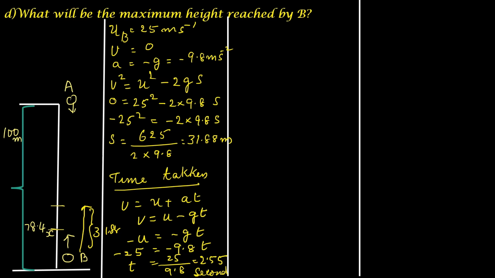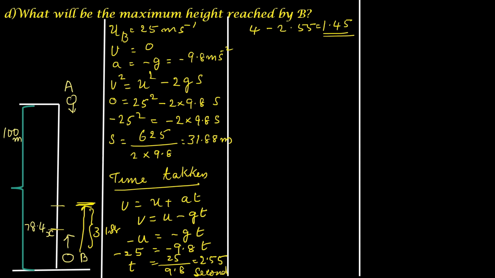We have already seen that the balls meet at 4 seconds. So it is quite clear that in the upward journey, ball B will not meet ball A. Ball B has to travel for 1.45 seconds more in order to meet ball A. At 2.55 seconds, it has reached the maximum height. Now, for the remaining 1.45 seconds, it has to move down.